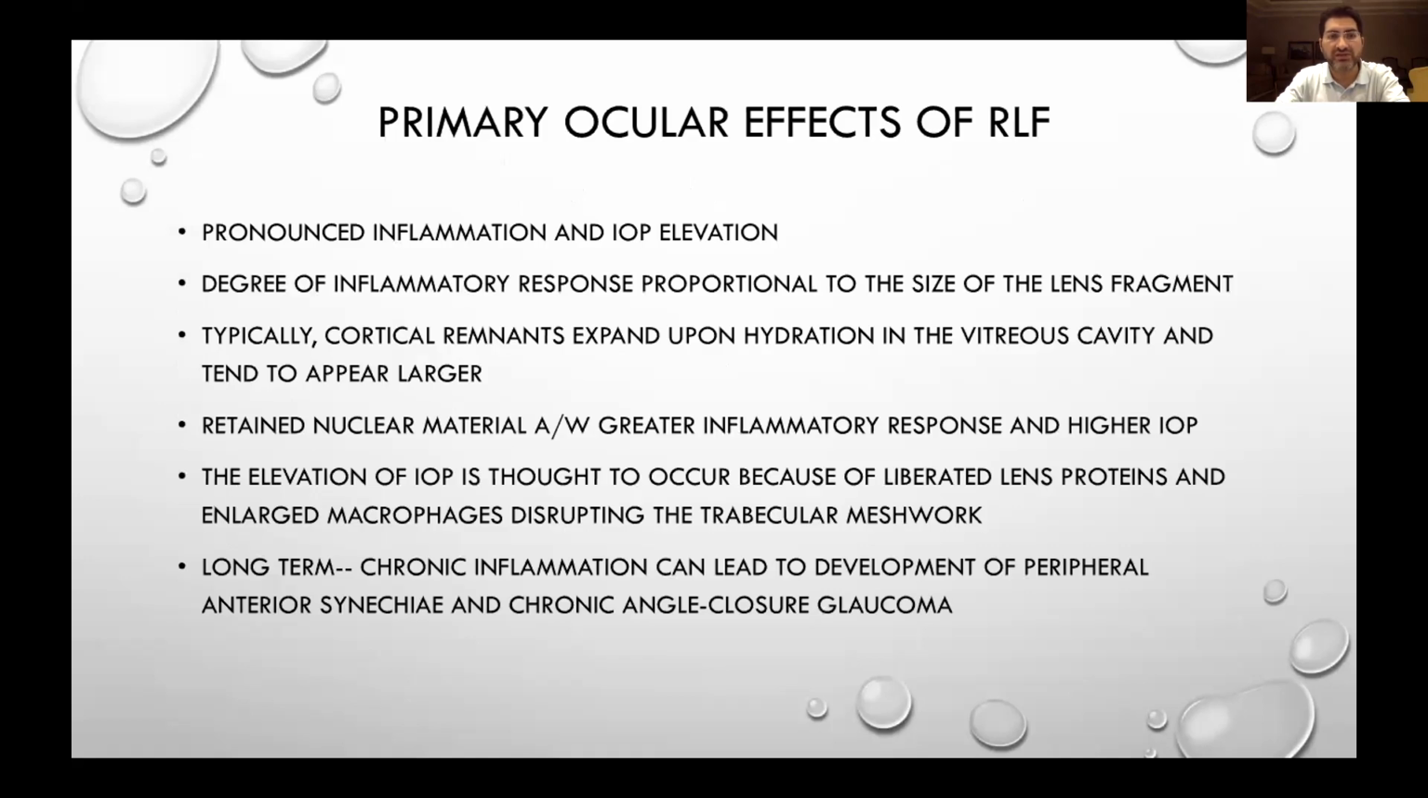Again, what are the primary ocular effects when we have a retained lens fragment? Mainly we're talking about 2 major things: the inflammation and the intraocular pressure.